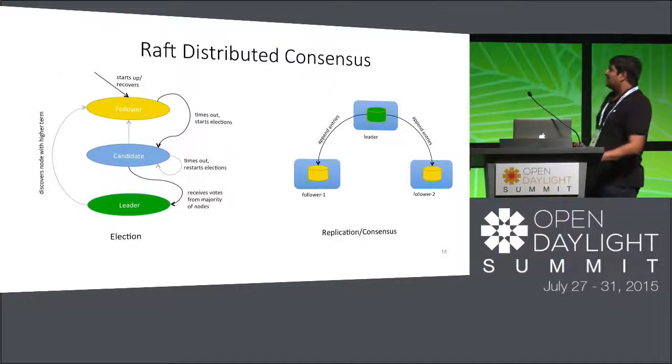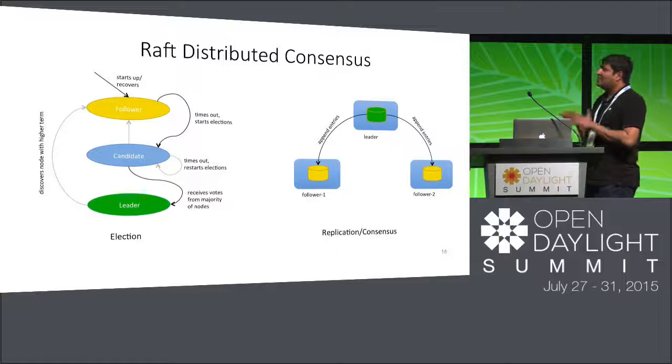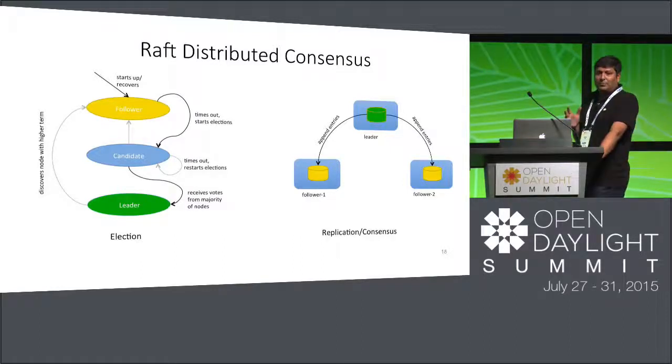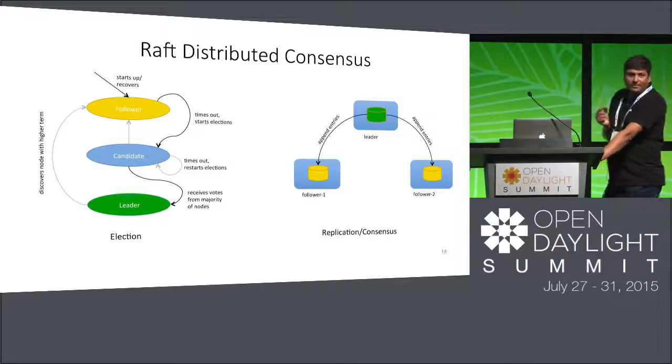These are the two basic things in Raft. One is you have the election. When a shard starts up, it starts up as a follower, because it doesn't know about anything else in the system. Then it waits for some time, about 10 heartbeats, let's say. And if it does not receive any heartbeat from the leader in that time period, then it becomes a candidate.